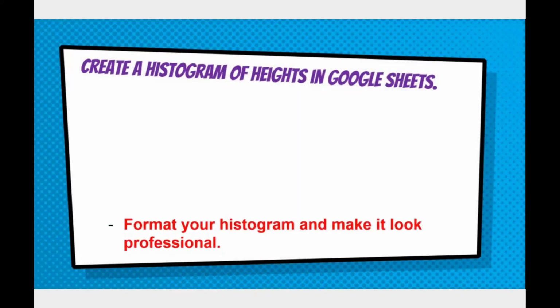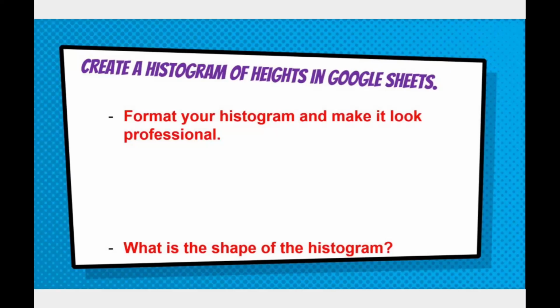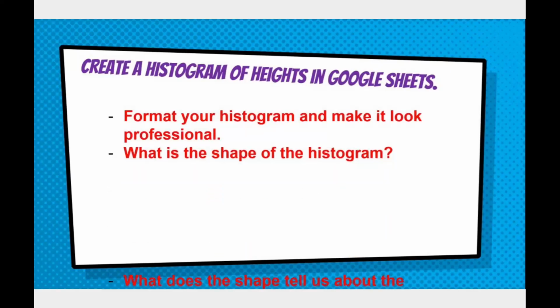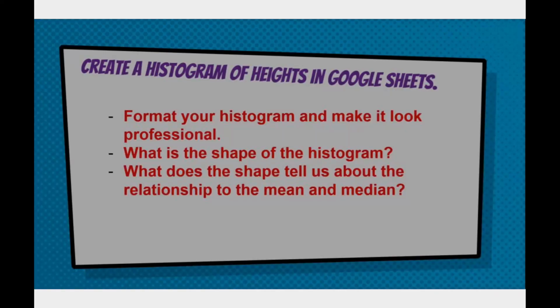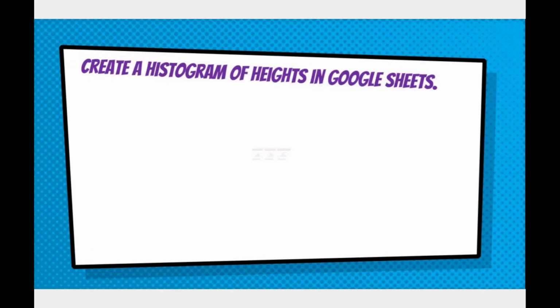So create a histogram of heights in Google Sheets. We're going to format our histogram and make it look professional. We just talked about how to do that. And then what is the shape of our histogram? What does the shape tell us about the mean and the median relationship-wise?